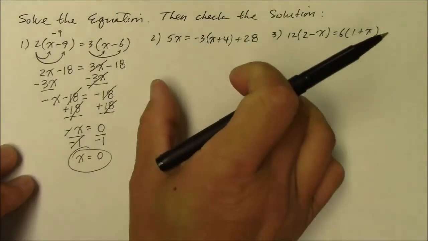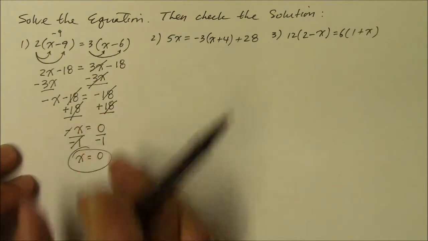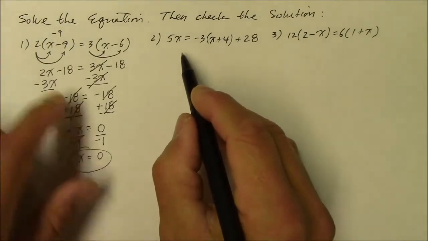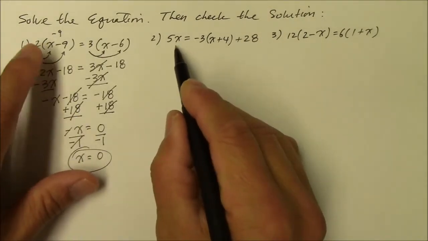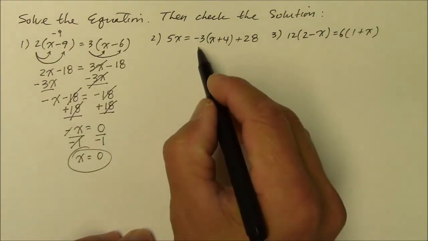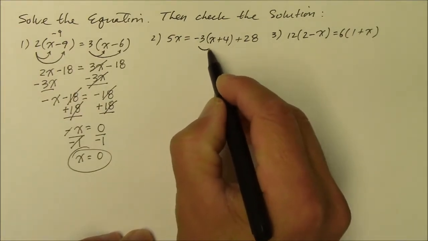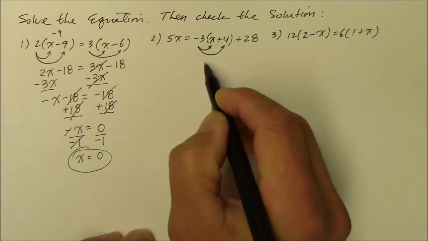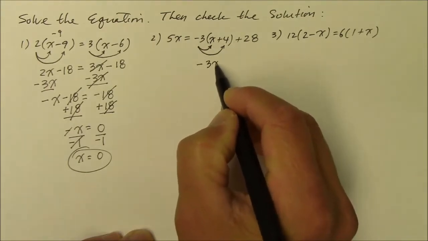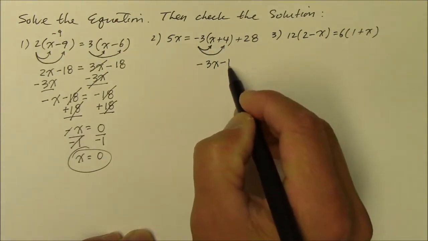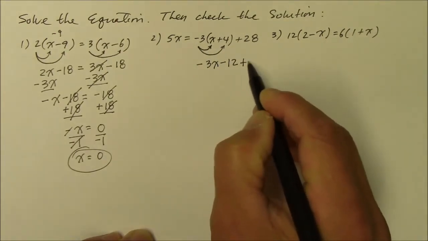So why don't you try numbers 2 and 3 using this procedure, okay? Try it. Okay, so here, no distributive property involved on the left side, but on the right side, yeah, we have one. So let's do that. Take that negative 3, multiply it to the first term and to the second term. So negative 3 times x is negative 3x. Negative 3 times positive 4 is negative 12, plus a 28.